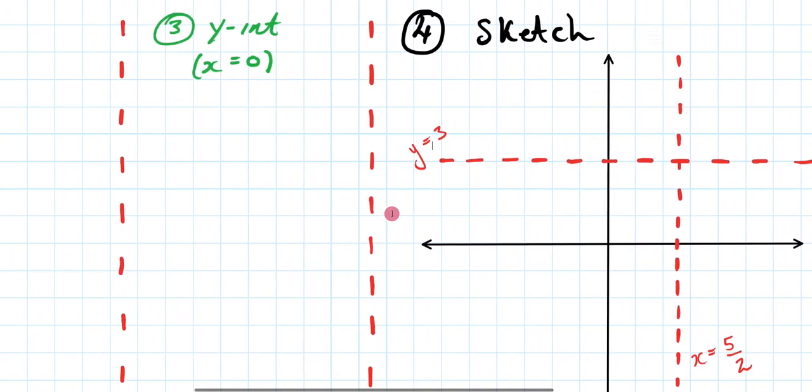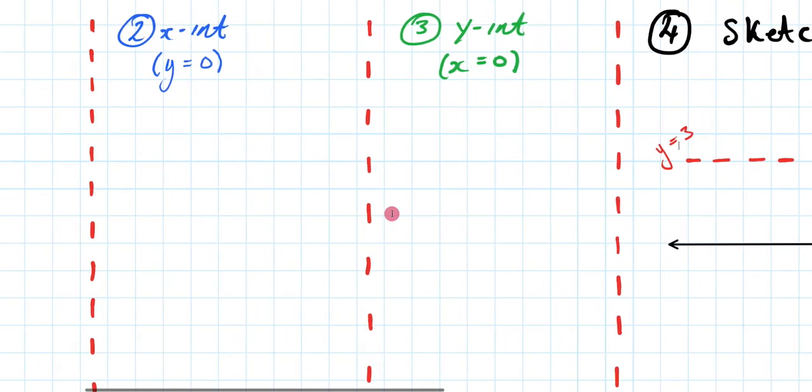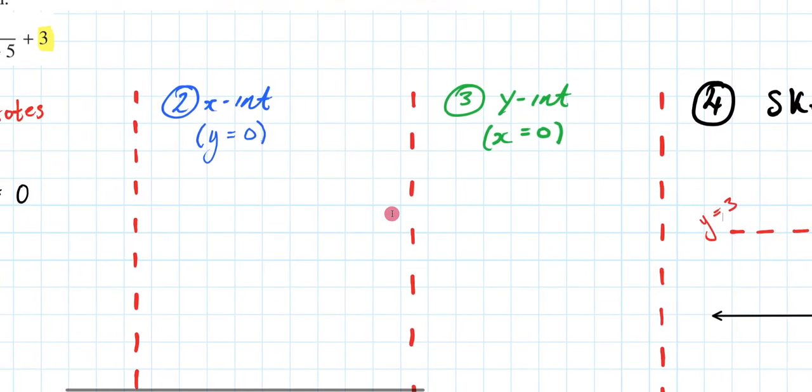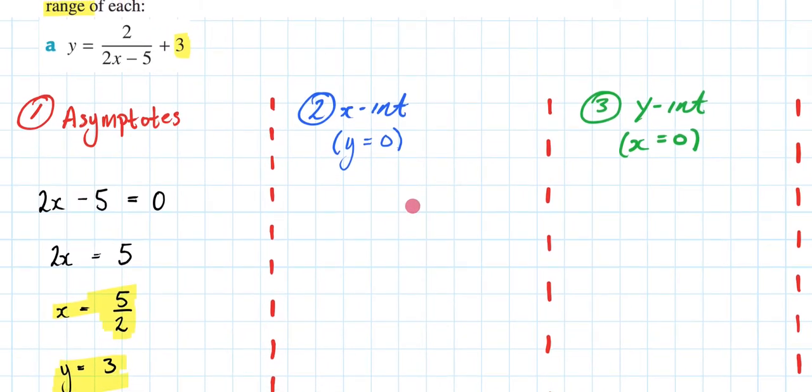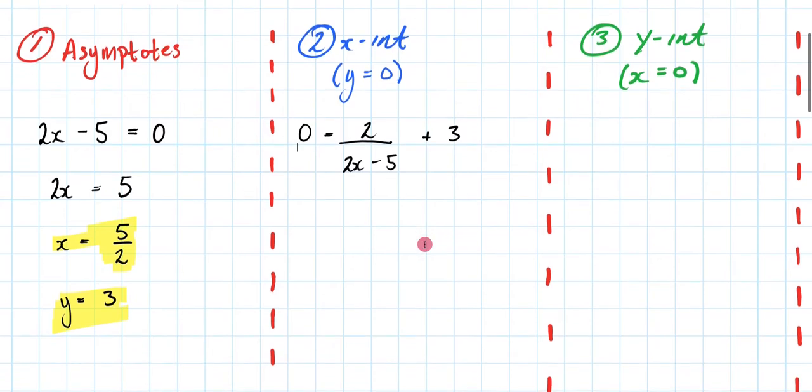So let's now move to my second step, which will be finding my x-intercept. So let's have another look at what my question is. So I'm now going to simply write this down. It is y equals 2 over 2x minus 5, plus 3. Now to find the x-intercept, we let y equal 0. So I'm just going to get rid of that. So sub 0 into my y spot, and now solve for x. So the first thing I'll do is minus 3 from both sides.